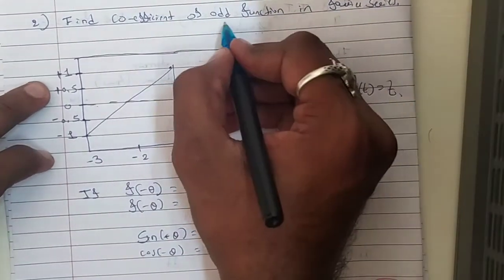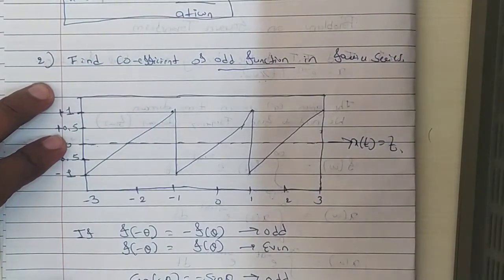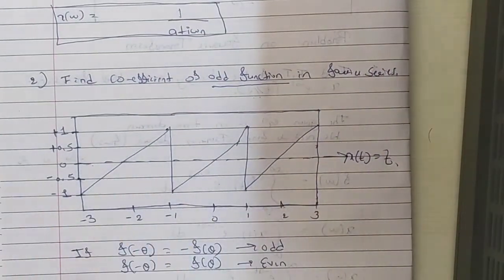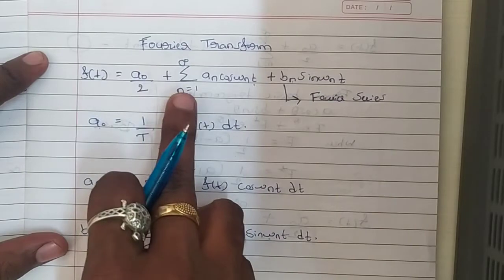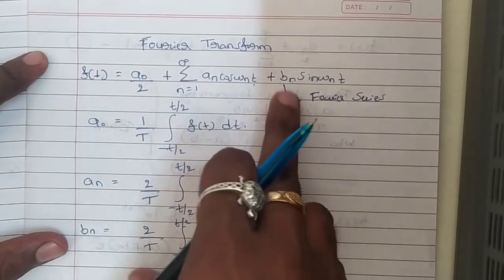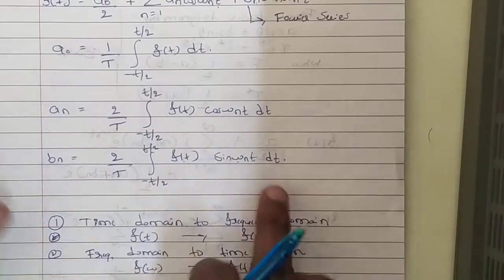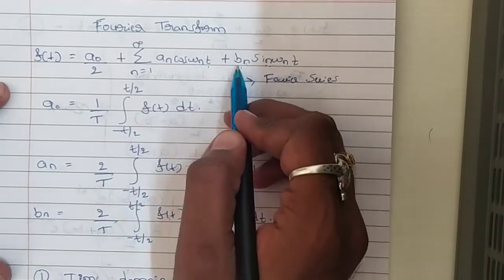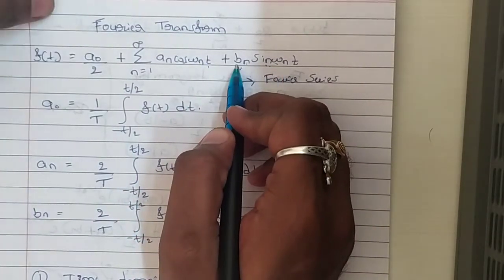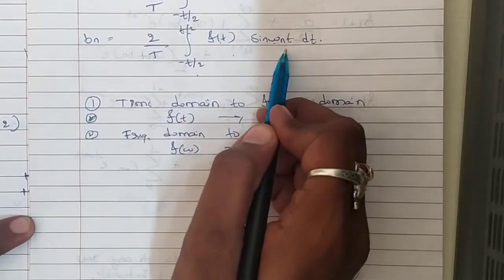Now what is the question here? Find the coefficient of the odd function in the Fourier series. If you remember, this is our Fourier series: f of t is equal to a naught by 2 plus the sum from n equals 1 to infinity of a n cos omega n t plus b n sin omega n t, where a naught, a n and b n are given by these formulas. The question is to find the coefficient of the odd function. Sine is the odd function, this is sine and this is cos. So the coefficient of sine is b n. The coefficient of the odd function is b n, and we need to find b n. b n is given by 2 by T, integral from minus T by 2 to plus T by 2 of f of t sine omega n t dt.